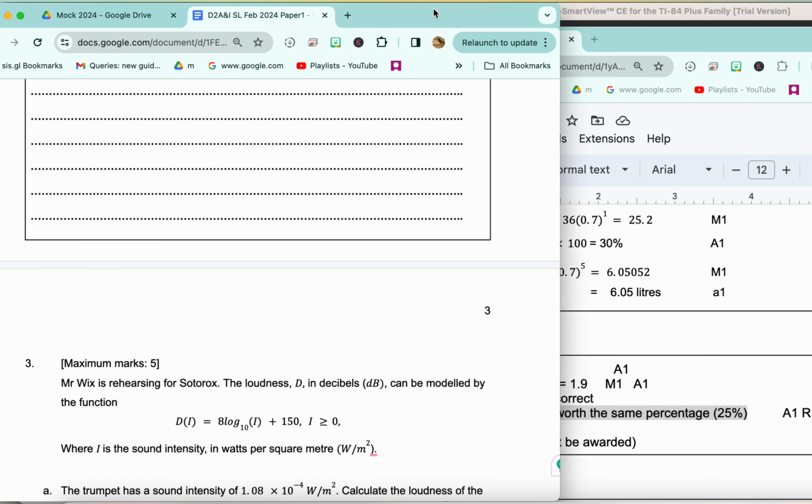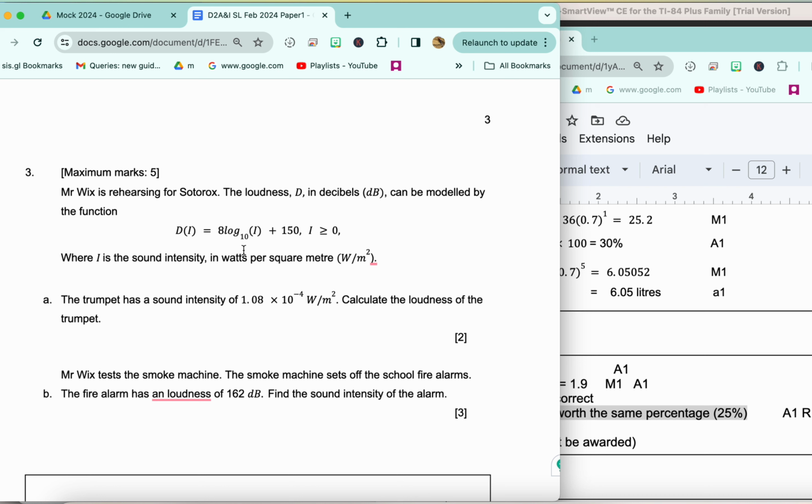Moving on to question 3. It's about Mr. Wicks rehearsing for Sotter Rocks. So let's have a think about the first question. The trumpet has a sound intensity of this. Calculate the loudness of the trumpet. Well, all we need to do is substitute this into our function.